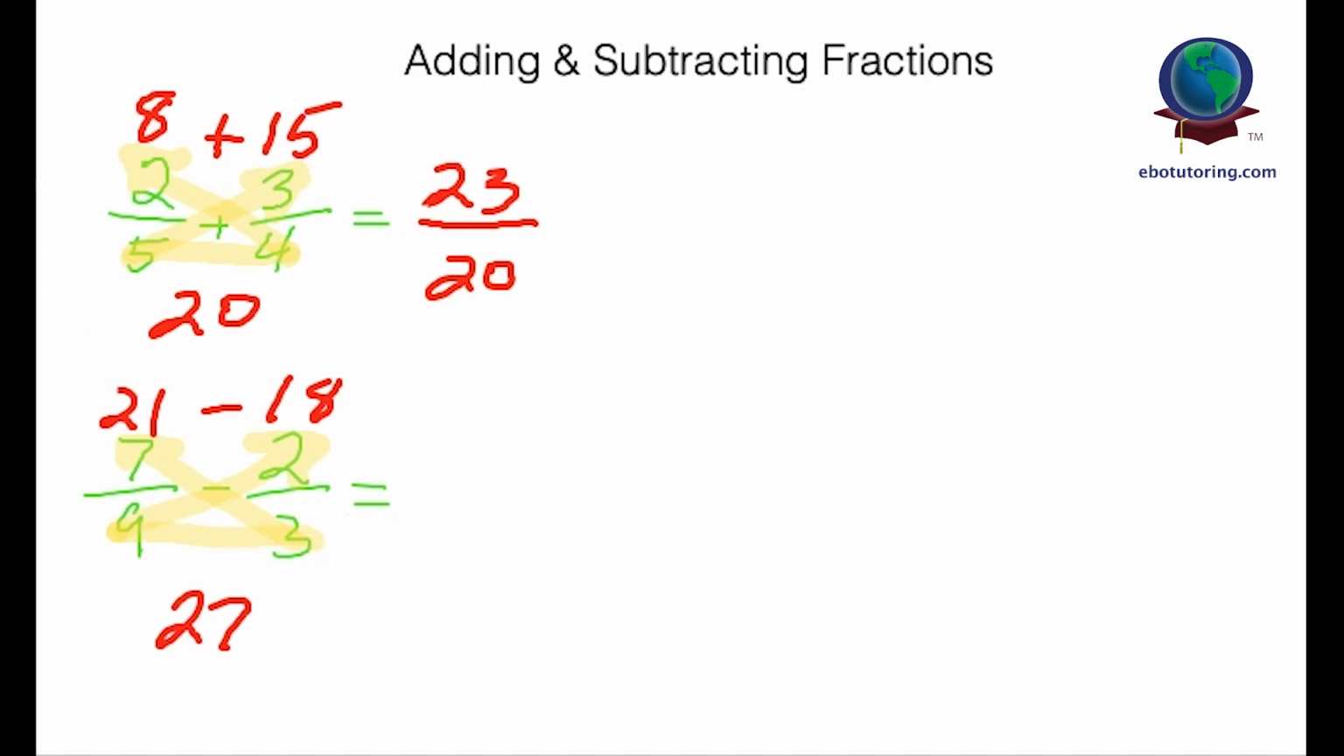All right, take a second to think about what I just did in both scenarios. And now we come up with the answer. What is 21 minus 18? 21 minus 18 is 3. 3 over 27 we have here.